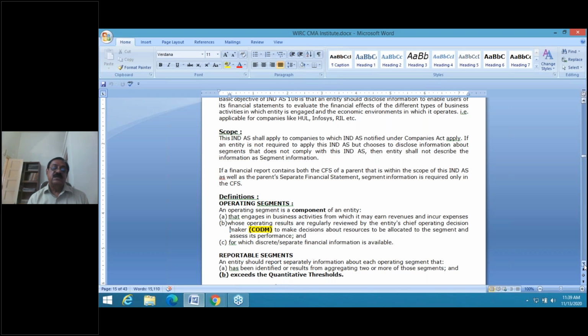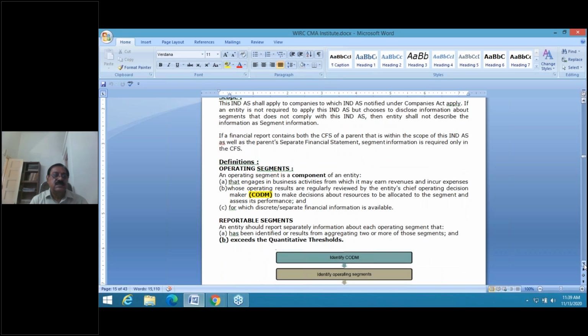If a financial report contains both CFS, consolidated financial statement of a parent, that is within the scope of this Ind AS, as well as the parent's separate financial statement, then segment information is required only in CFS, not to give in the separate one. But a company is a holding company, so it is preparing CFS as well as its separate financial statement. So if it gives this information in CFS, then there is no requirement to give it under separate financial statements. Okay. So this is the scope. To which company it is applied, to which company it is not applied, to what extent it is applied.